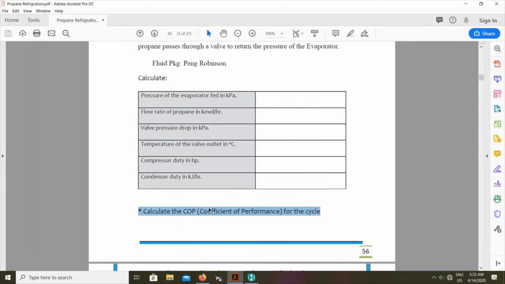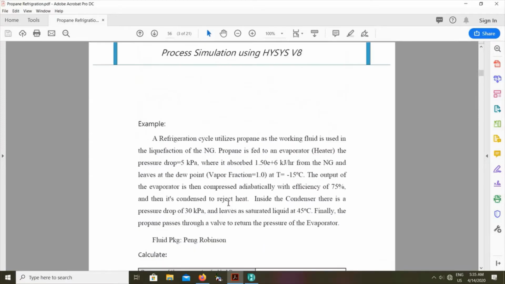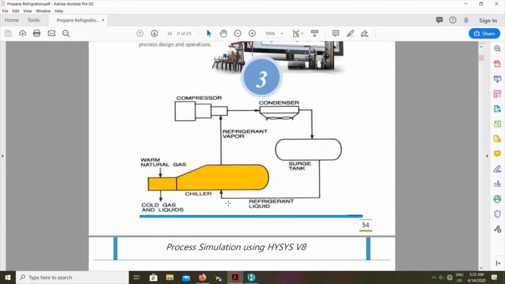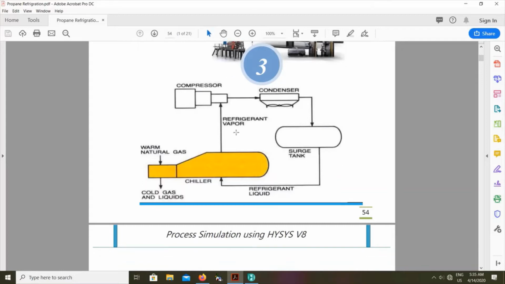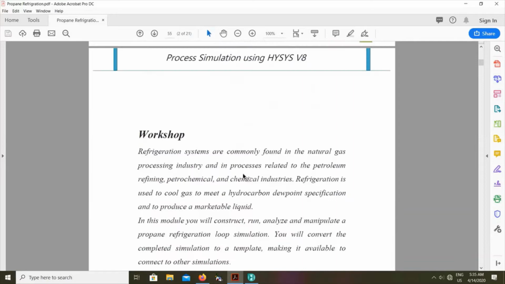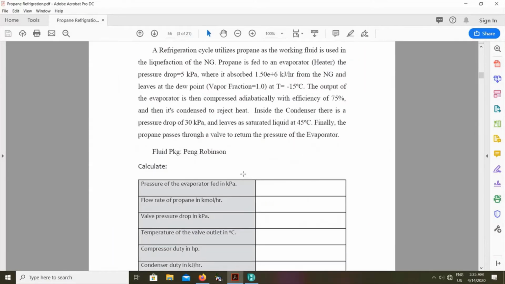spreadsheet template that we have inside this tool template. That will be shown after this simulation. The coefficient of performance of the cycle basically measures how much evaporation you have in the evaporator and how much heat is generated by the heater. We'll talk about this after finishing the simulation. So let's start with the simulation.